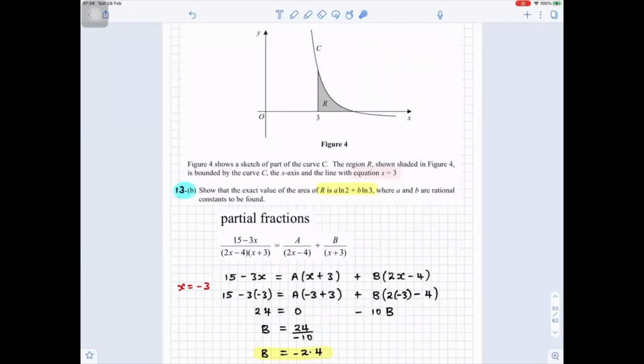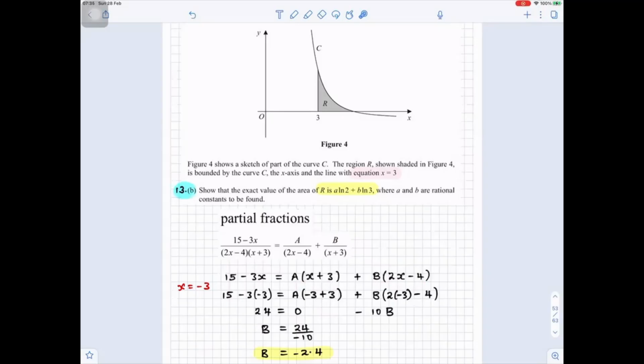So we want to change (15 minus 3x) over (2x minus 4)(x plus 3) to A over (2x minus 4) plus B over (x plus 3). To do partial fractions, we multiply by the denominator. So 15 minus 3x is equal to A bracket that plus B bracket that.